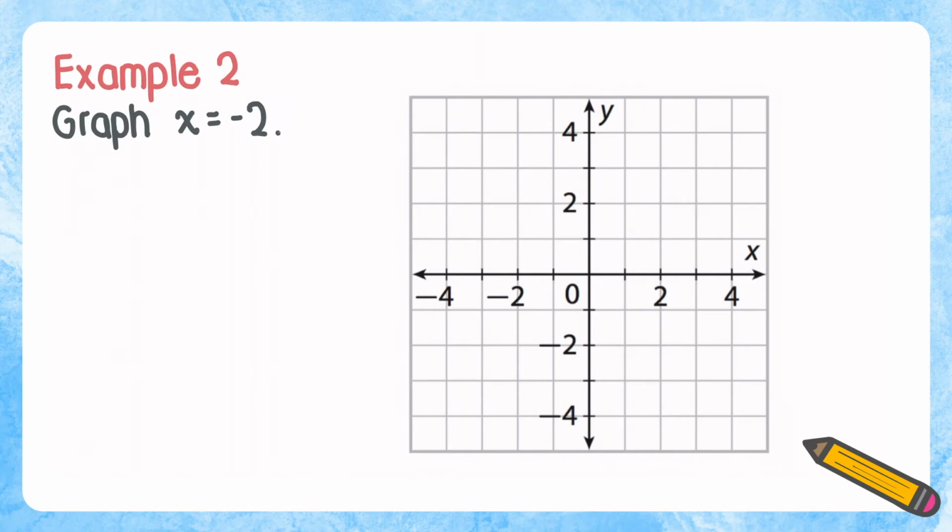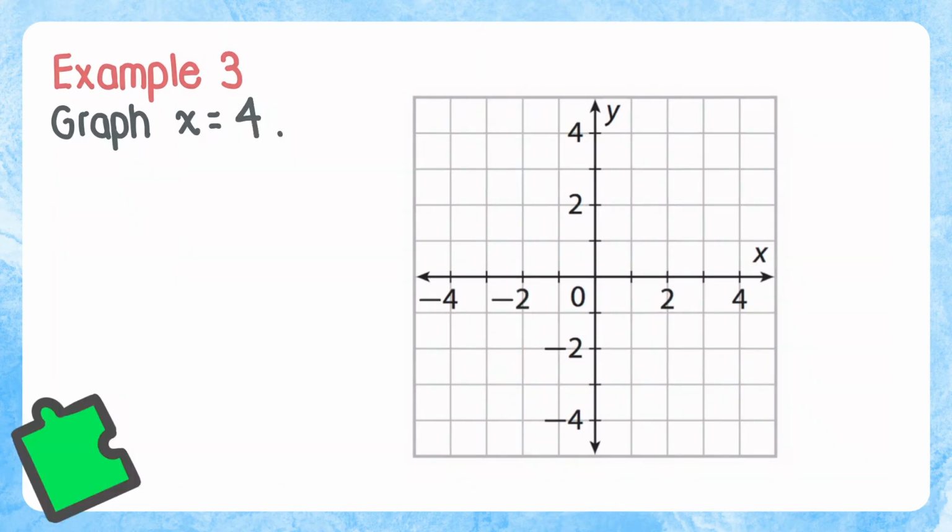In our next example, we are going to graph x equals negative 2. So right here, the negative 2, we find it on the x-axis right here, and draw a vertical line, a line going up and down. This is the line x equals negative 2. On Edpuzzle, please find the graph that represents x equals 4.